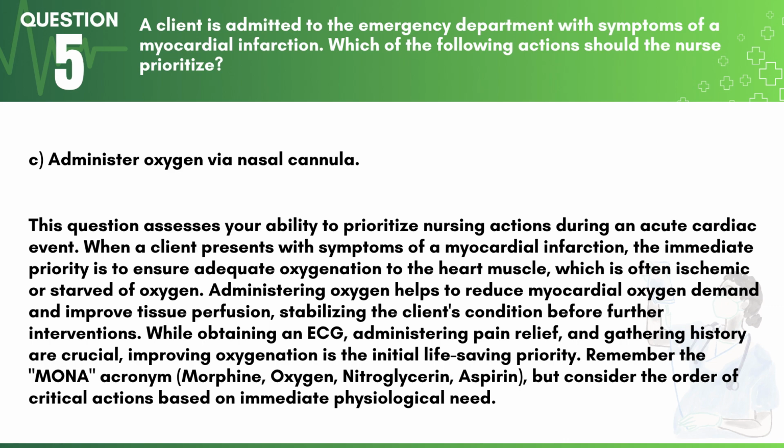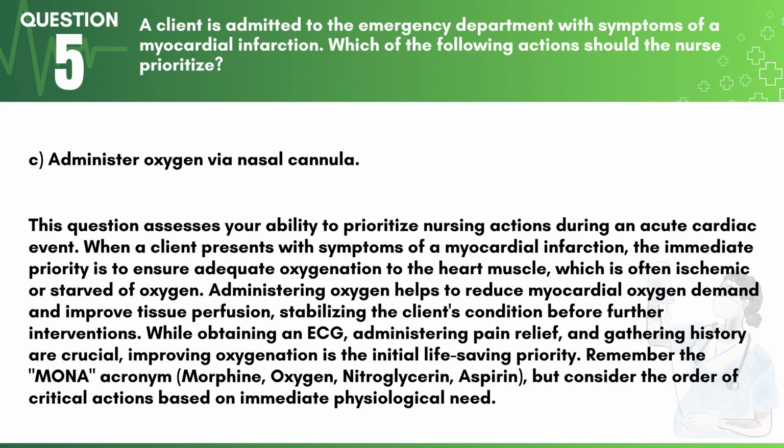Answer: C. Administer oxygen via nasal cannula. This question assesses your ability to prioritize nursing actions during an acute cardiac event. When a client presents with symptoms of a myocardial infarction, the immediate priority is to ensure adequate oxygenation to the heart muscle, which is often ischemic or starved of oxygen. Administering oxygen helps to reduce myocardial oxygen demand and improve tissue perfusion, stabilizing the client's condition before further interventions.